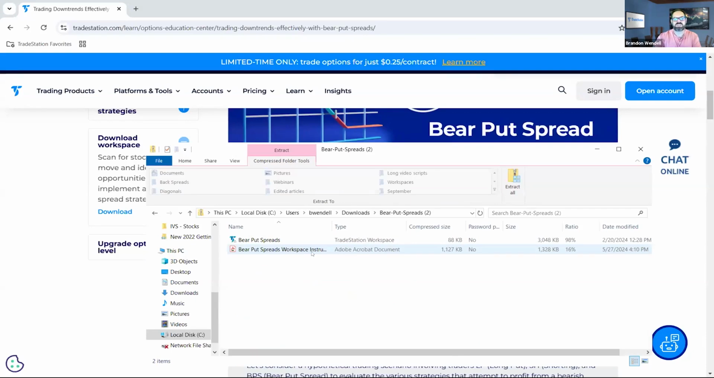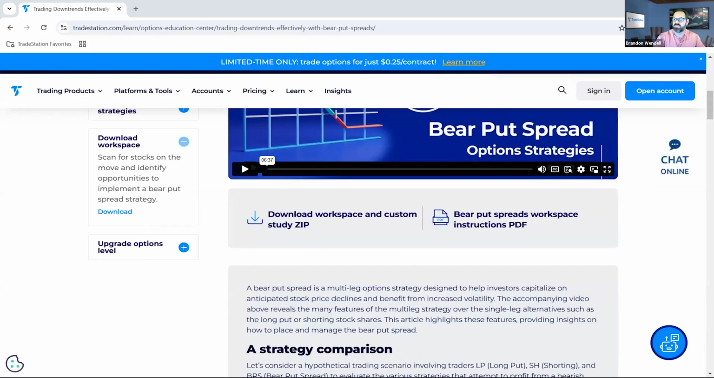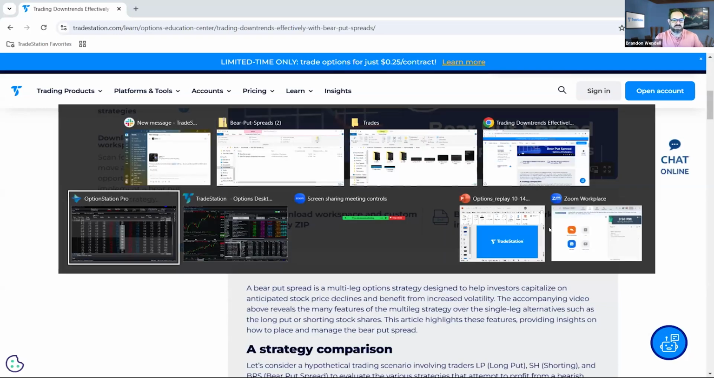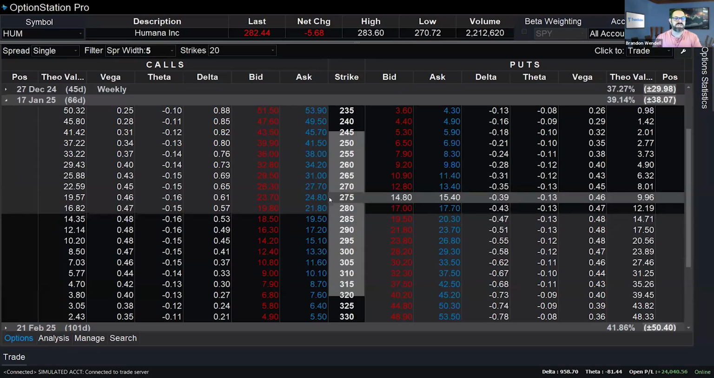So in those instructions, it'll talk a little bit more about what the scans are and what they're there for. What are we actually looking for and how to use that? Okay. So if you have questions, of course, let us know. But basically, going back, if I want to do a bull call spread, it's very simple to select more than one leg. If you want to do it all at once, that's available too.